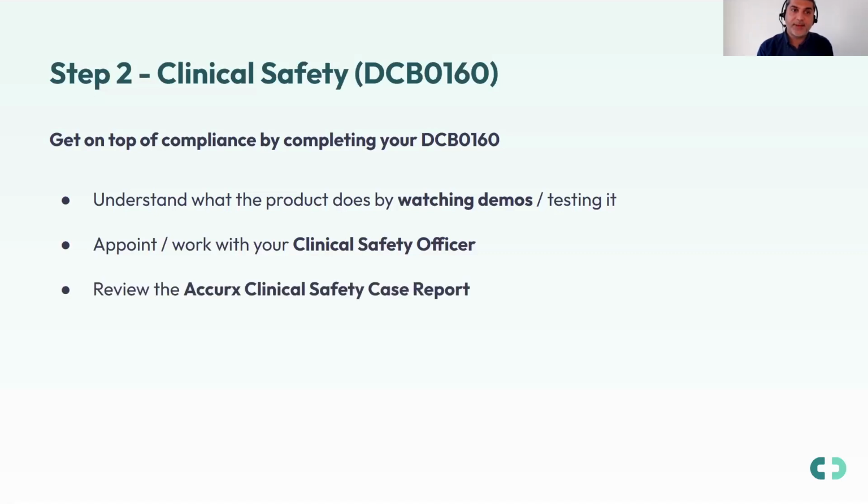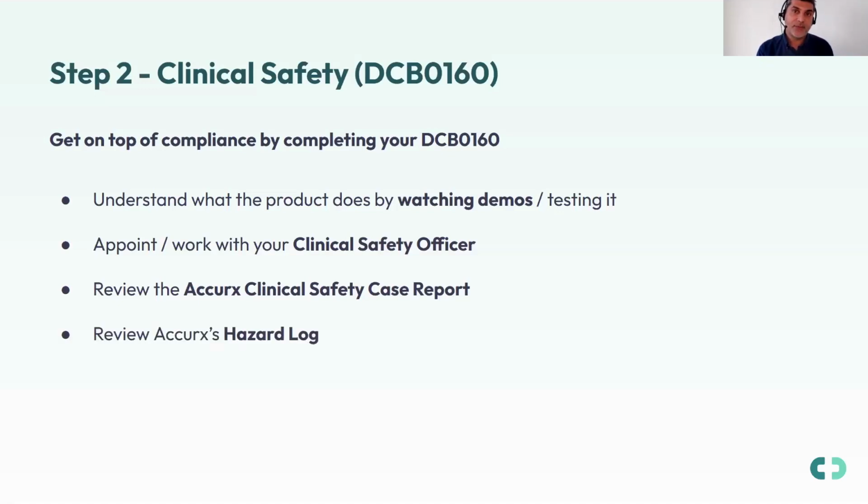Once we've done that, then it's important that we review the Accurx clinical safety case report. Now, whenever you do a clinical safety case, you're not doing it from scratch. You're using the clinical safety case report from Accurx. So Accurx have produced a clinical safety case report on the Accurx Tandem Scribe. And what you would then do is review what has come up in the report that you may want to lean into when you produce your own report. So there's already quite a lot of information out there that you can review.